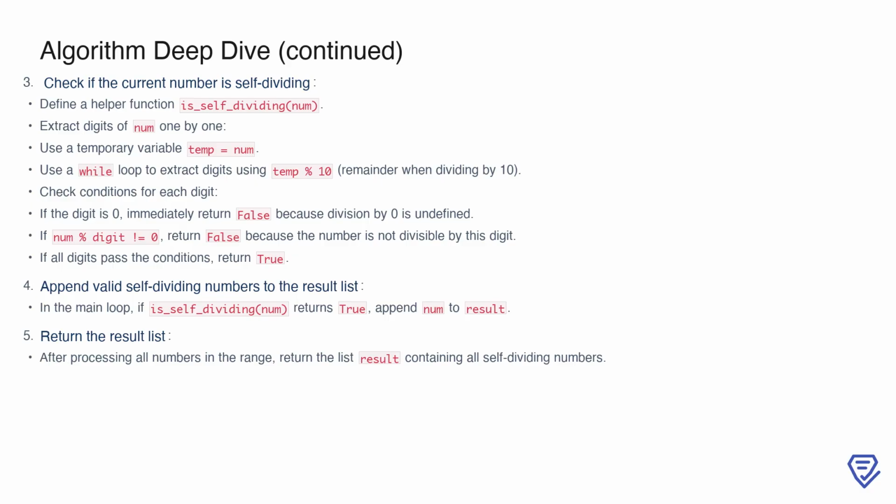If the number is not evenly divisible by the digit, we also return false, as this violates the self-dividing property. If all digits pass these checks, the function returns true, indicating that the number is self-dividing. Back in the main loop, whenever is_self_dividing(number) returns true, we append the number to the result list. After processing all numbers in the range, the result list, which now contains all valid self-dividing numbers, is returned.